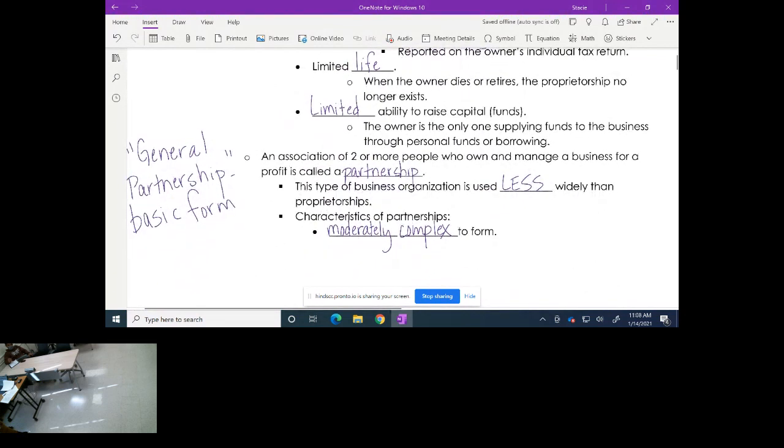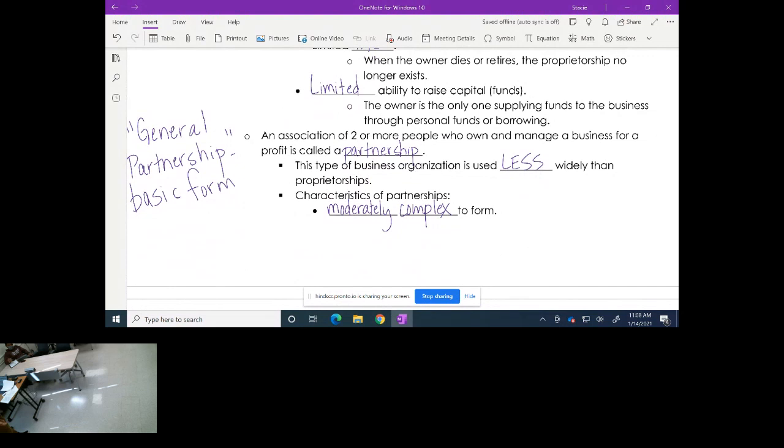So the next one is a partnership. That's the same thing, except you've got two or more people in it now. If you see the words general partnership in any of your multiple choice questions and so on, that's just a basic form of a partnership. It means the same thing. You're not going to see this one used quite as much as a proprietorship, and there are reasons why. You have to do some paperwork with this one. It's a little bit more complex to form.